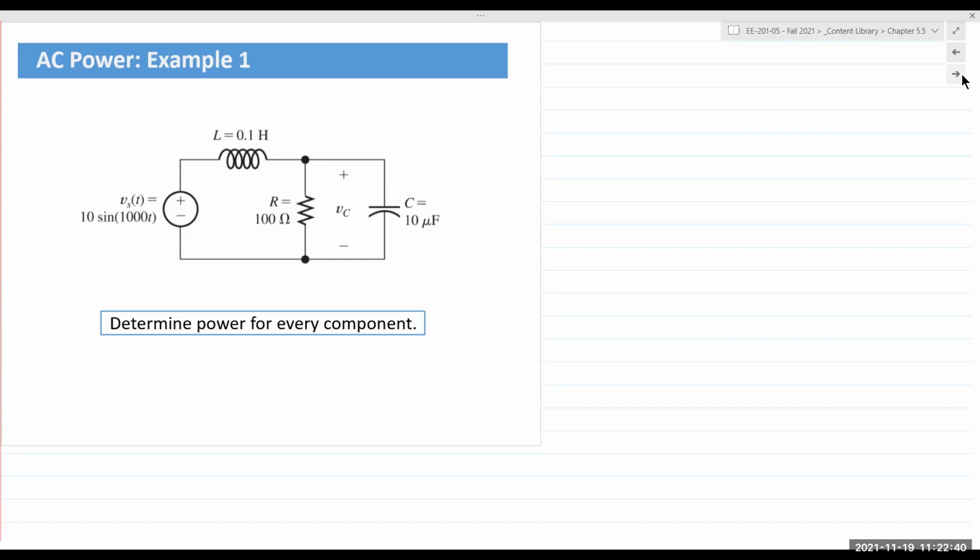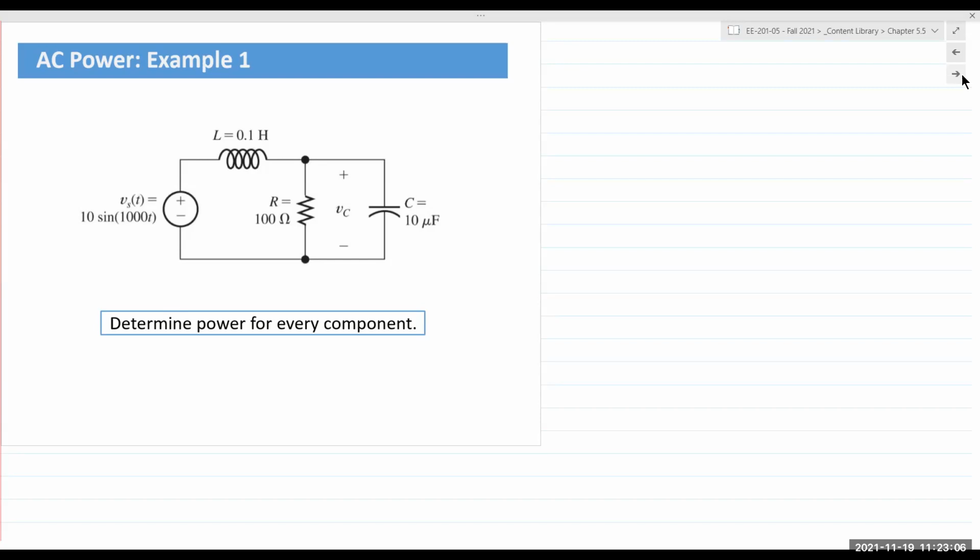This seems easy enough because if it's a voltage source VS, all we need to do is find the current and we can use half VI asterisk, or we can find P and Q and then add them up. Make sense? Hopefully. And then the components, we have L, R, and C. We find XL and XC, or ZL and ZC.